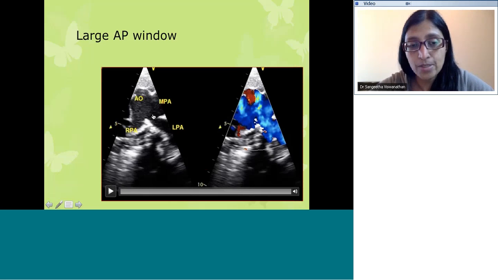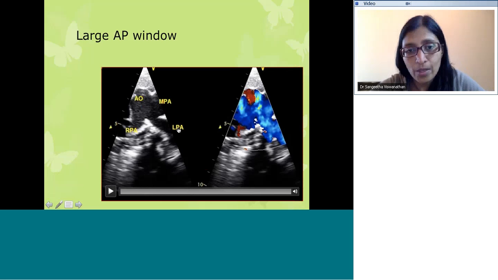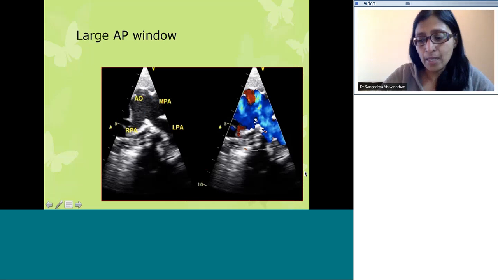Obviously it needs surgical treatment. So yeah, this is the aorta, these are the labels, the main pulmonary artery, the RPA and the LPA, okay? And this is the actual window. So when this is closed, obviously it has to be closed like this, okay? So this is an AP window.